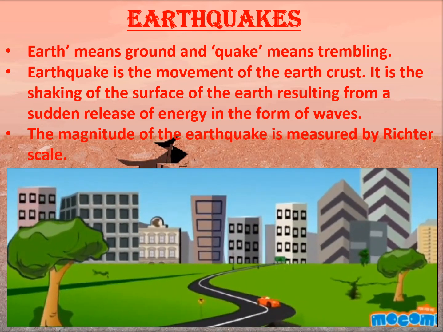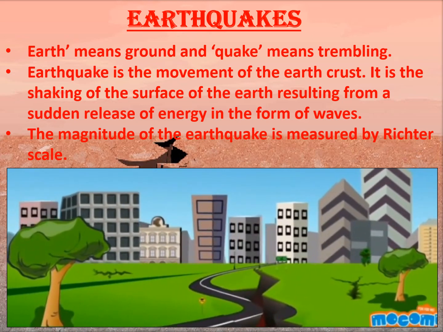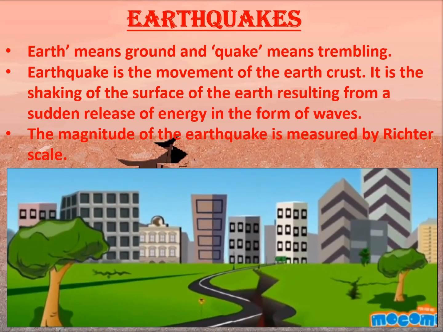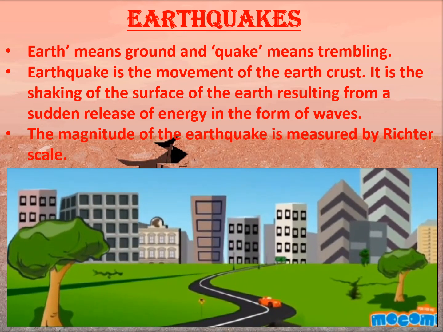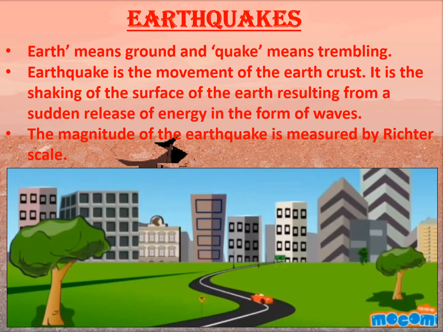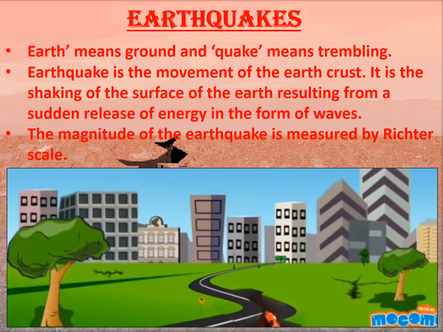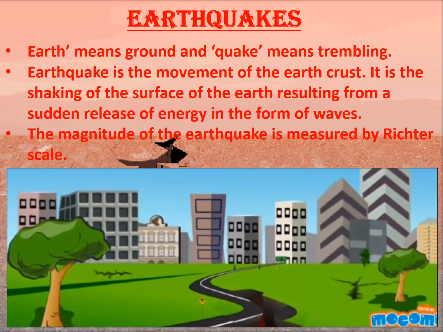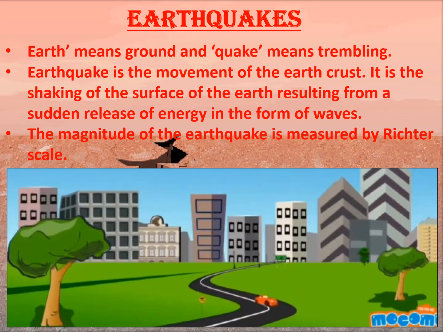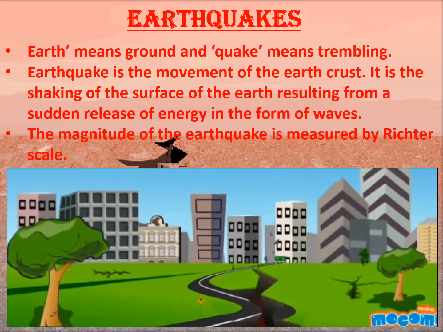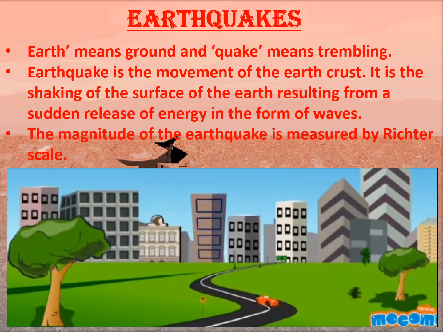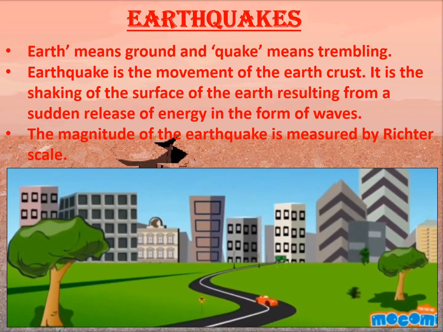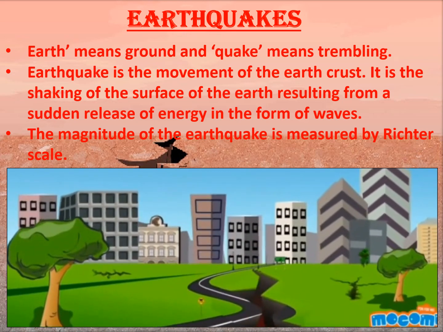Earthquake is a sudden shaking movement of the surface of the earth. Earthquake is the combination of two words, that is, earth means ground and quake means trembling. Earthquake is the movement of the earth's crust resulting from a sudden release of energy in the form of waves. It is one of the worst natural disasters. The magnitude of the earthquake, that is, magnitude means the measure of energy released during the earthquake. There are several different ways to measure magnitude, but the most common magnitude measure is the Richter scale.